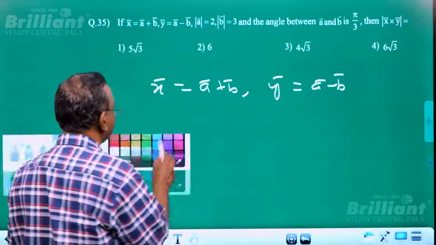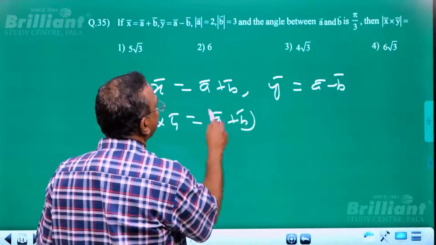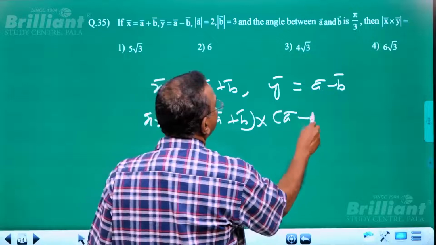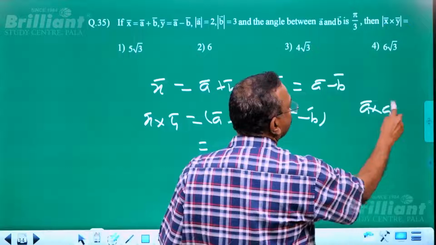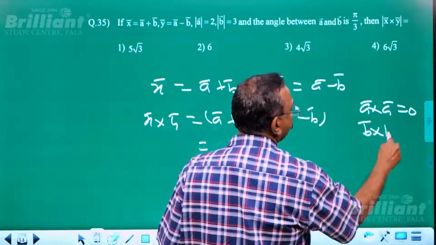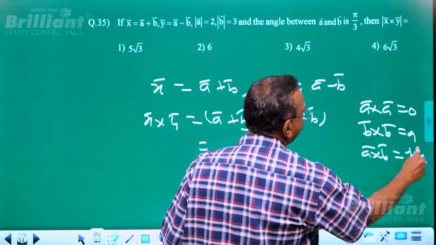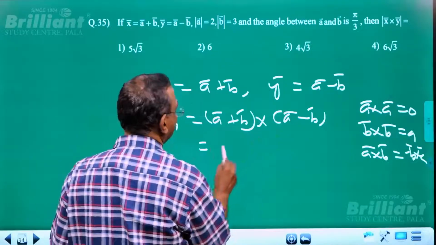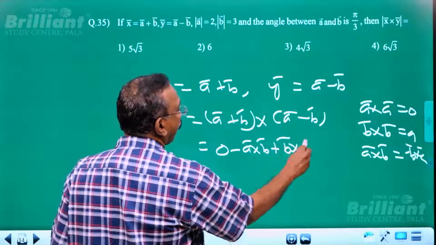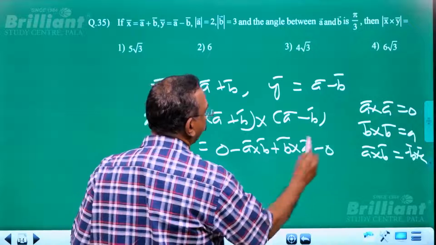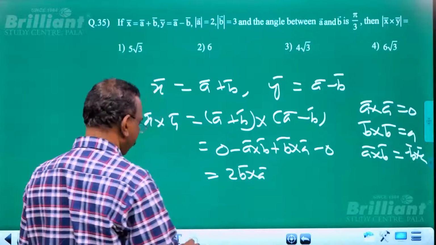You can easily say that x bar cross y bar is equal to a bar plus b bar cross a bar minus b bar. So this should be a cross a, 0. You know, a bar cross a bar is equal to 0. Similarly, b cross b is also 0. And a cross b is equal to minus b cross a. So a cross a is 0 and minus a cross b is there, plus the b cross a is there, and at the same time minus that 0. So totally, 2 b bar cross a bar is our x cross y.